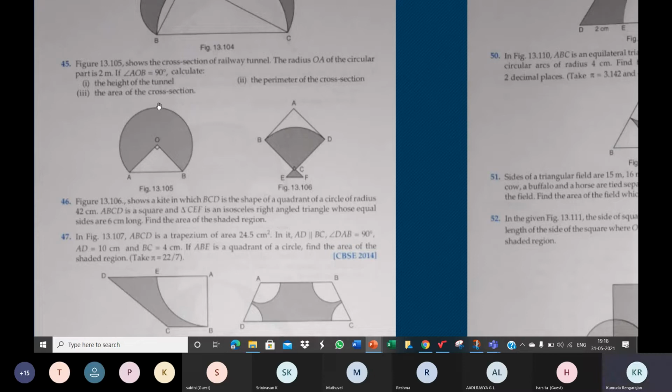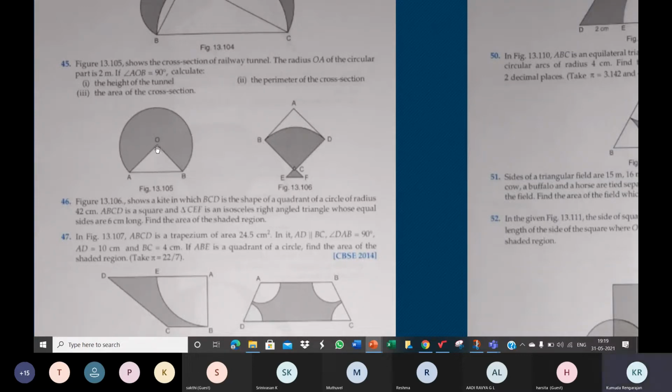See here, take a point C here and D here. Join CD through O, just to represent the height of the tunnel. Do that marking in your book. Let CD represent the perpendicular height of the tunnel. So CD represents the height of the tunnel.